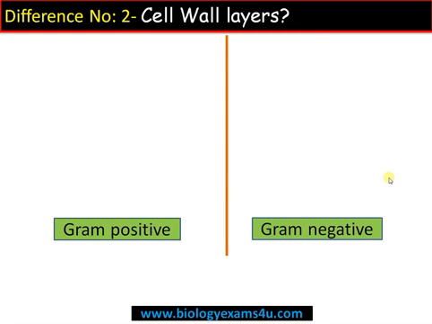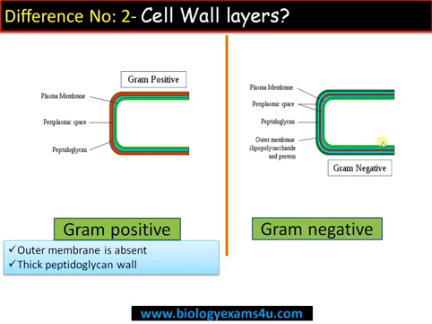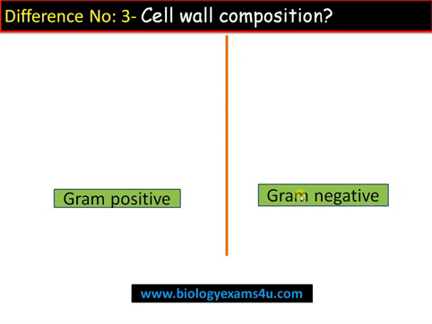Now difference number 2, regarding the cell wall layers. In the case of gram-positive bacteria, on the outside of the plasma membrane there is a thick peptidoglycan wall, whereas in the case of gram-negative bacteria, on the outside of the plasma membrane there is a thin peptidoglycan wall that is followed by an outer membrane which is made up of lipopolysaccharides and proteins.